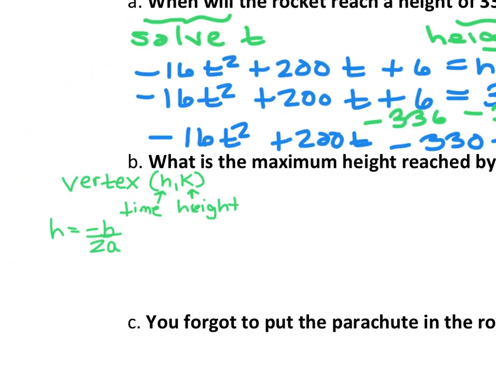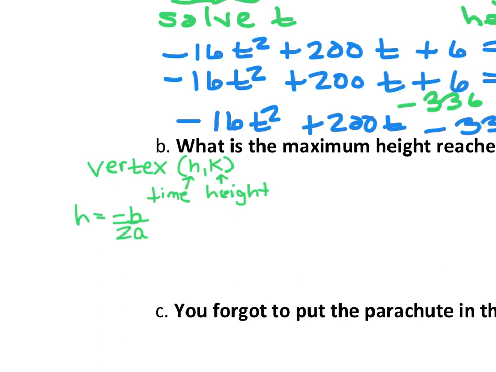And in this case, our b, in our original model, is 200, and our a is negative 16. So I'm going to use those values. I've got h equals negative 200 divided by 2 times negative 16, and that calculates out to 6.25 seconds. So remember, we're solving for time there on the h.